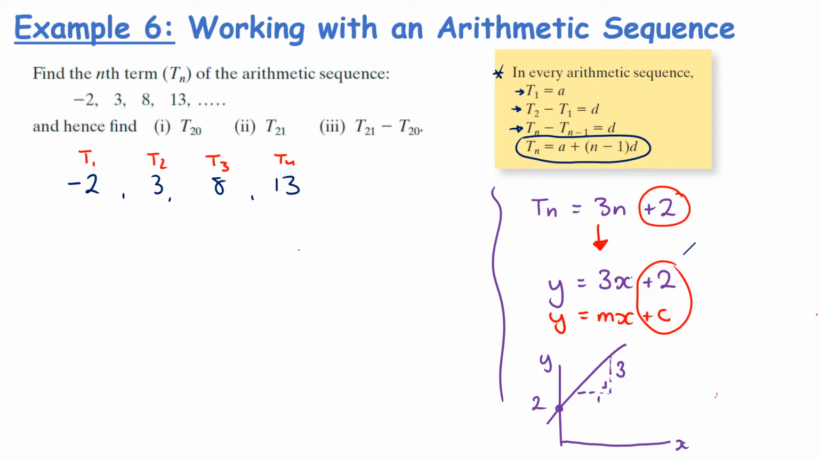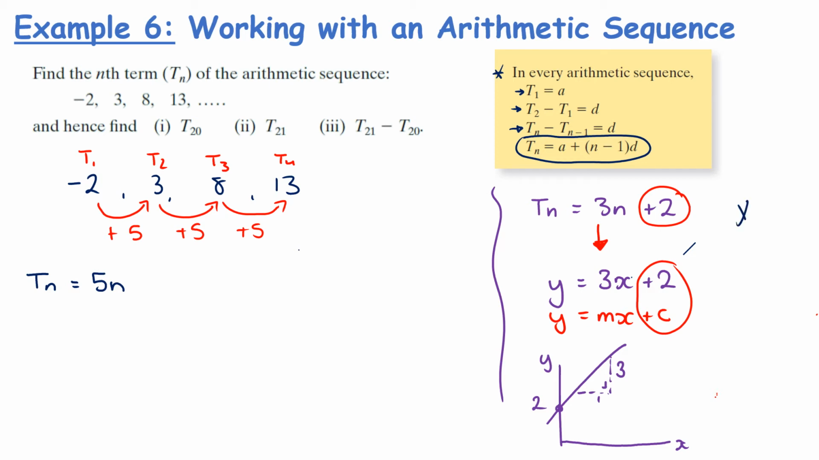Now, why am I talking about the line when we're not doing anything about the line? Well, we've already looked at the idea that if I find this common difference, so I'm adding 5 each time, I can quickly find part of my general term. So that is always going to be 5n. The problem comes when I try to find that last piece, that constant.